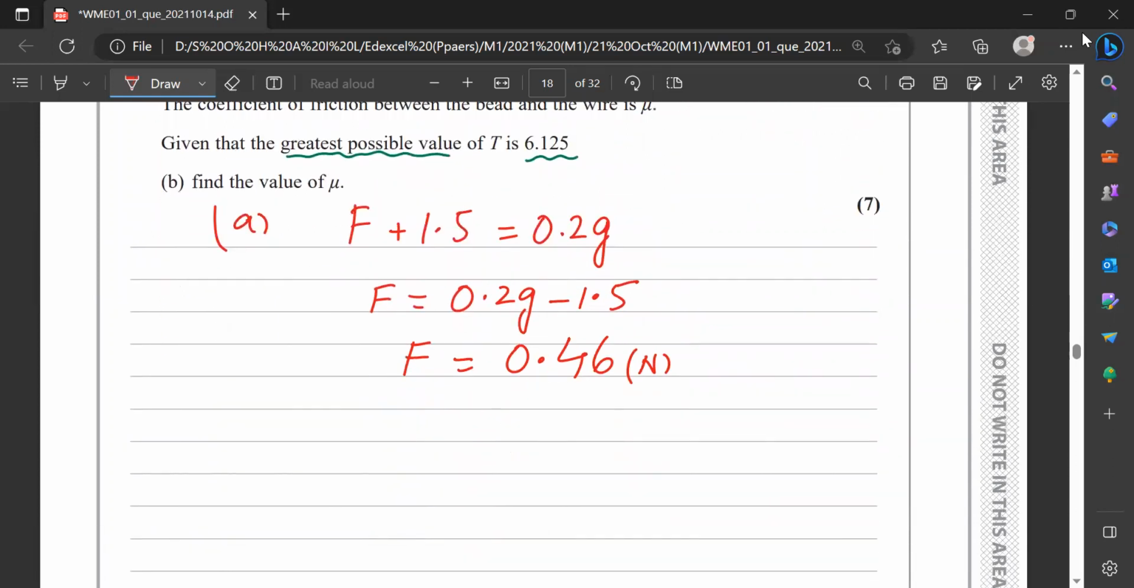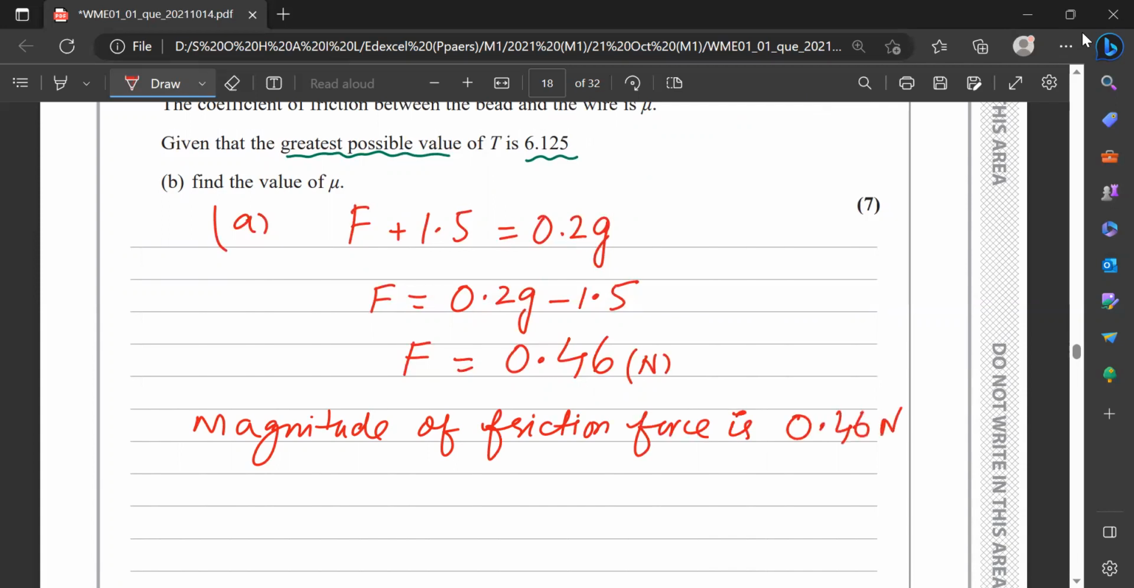So the question was to find the friction force. Hence I can write the magnitude of the friction force is 0.46 newtons, acting upwards.